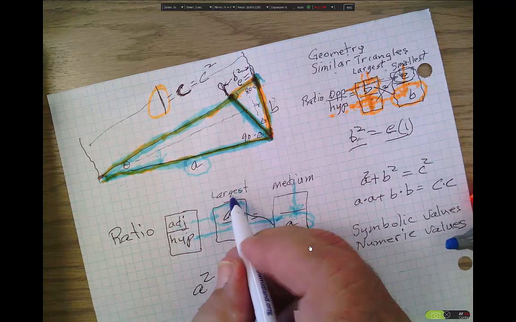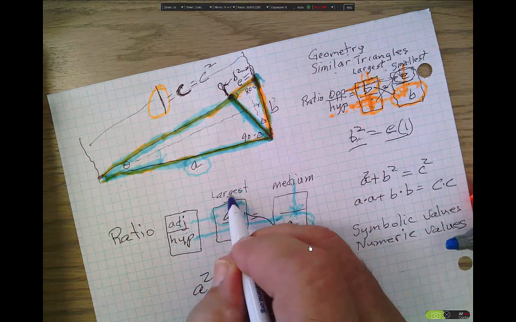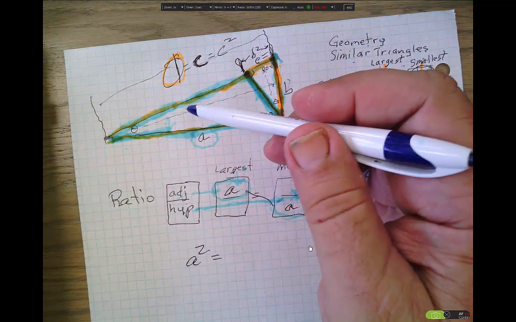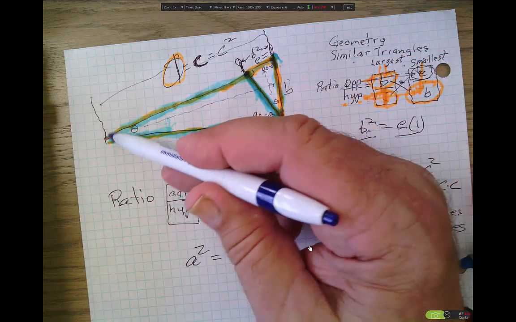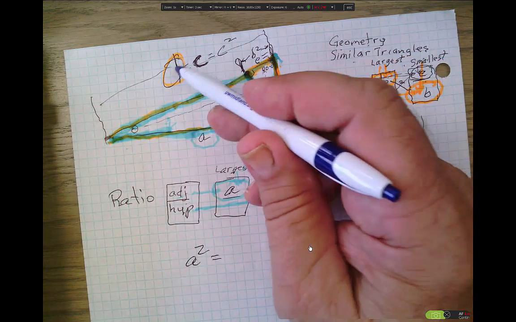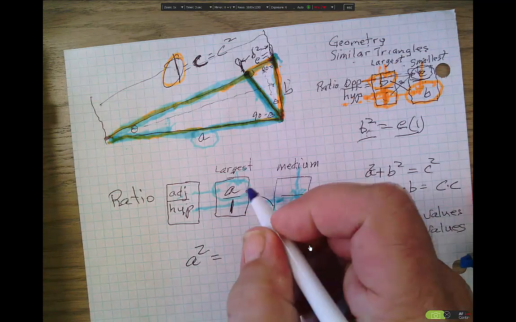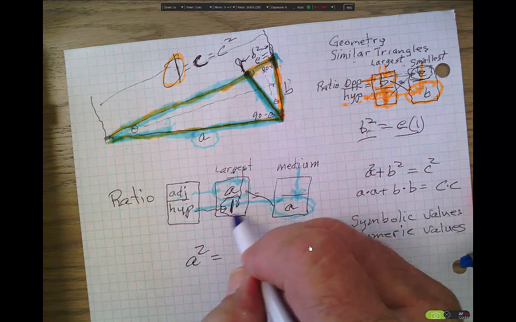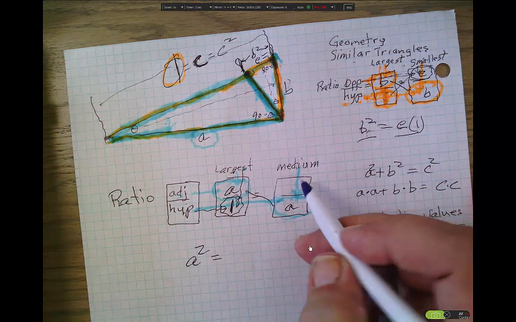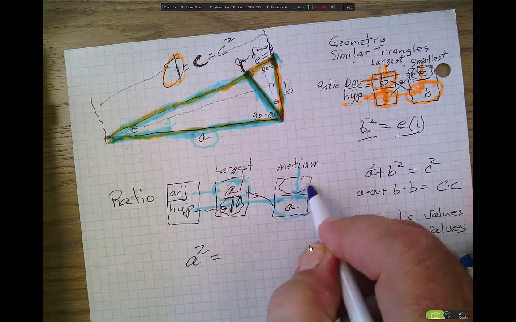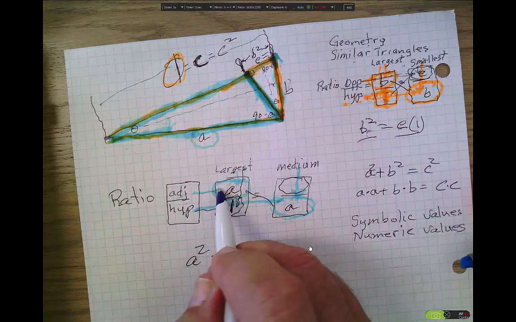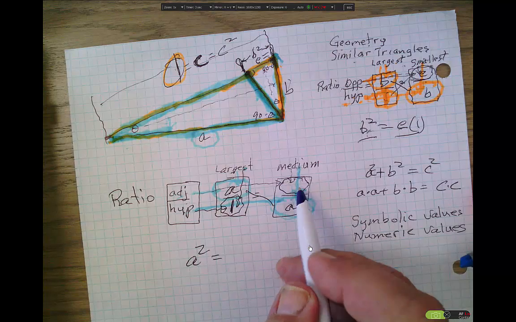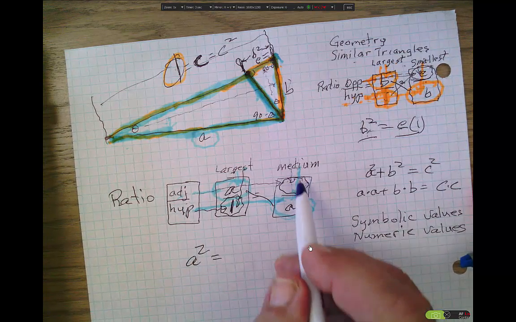And everybody knows that the hypotenuse of the largest triangle is right here, and that's equal to 1. So that goes right here. So anyway, this side right here, what goes there is the adjacent side of the medium triangle.